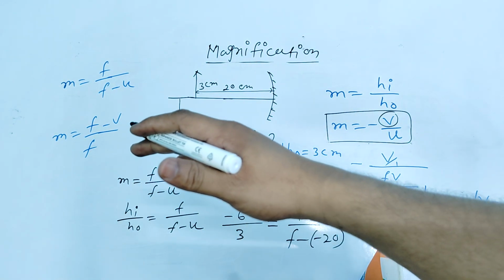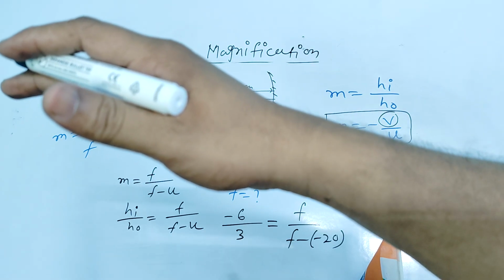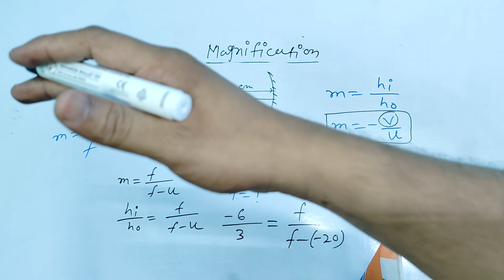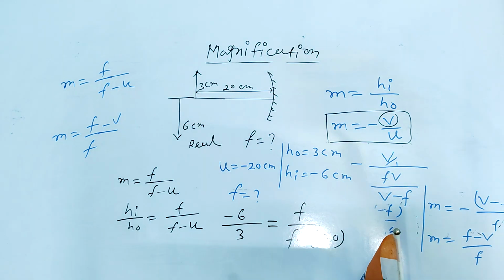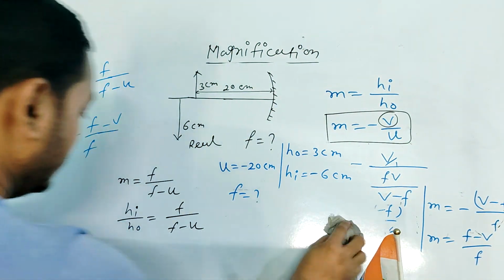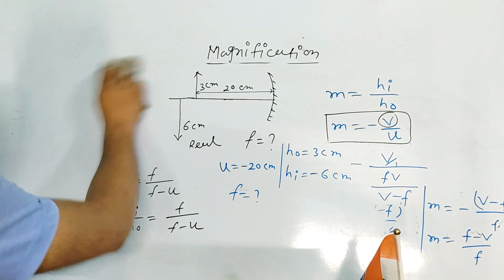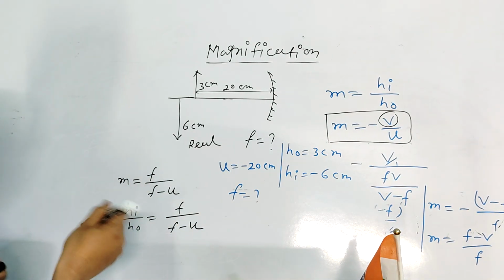See this one. It is written f by f minus, then minus of 20. Why minus 20? Because the object distance is minus 20 centimeter. Is it clear? Object distance is minus 20 centimeter. I will not write this here because it is not visible properly, so let me erase this part and write it here.